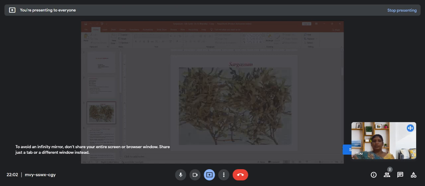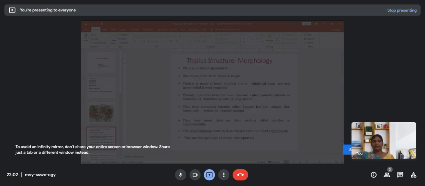This is a picture showing the structure of sargassum. It has a main axis, which is also called the primary axis. The plant is a diploid sporophyte, the size varying from 10 to 30 centimeters in height. The thallus is made up of a basal holdfast and a cylindrical main axis, and monopodial lateral branches are there. Primary branches from the main axis are called primary laterals, which are branches of unlimited growth or long shoots.